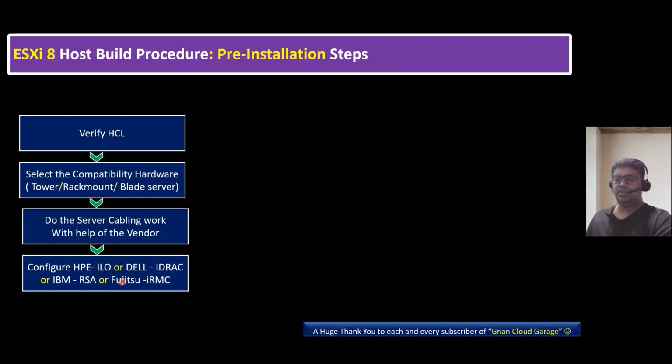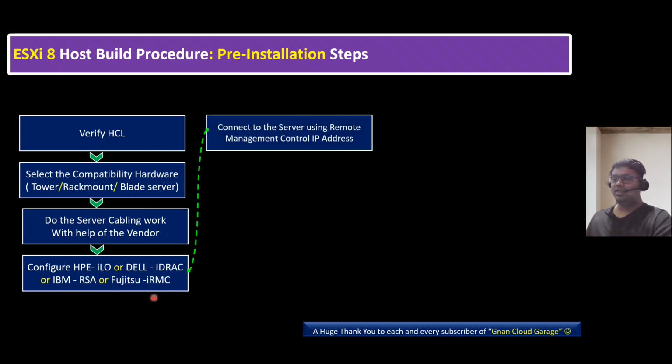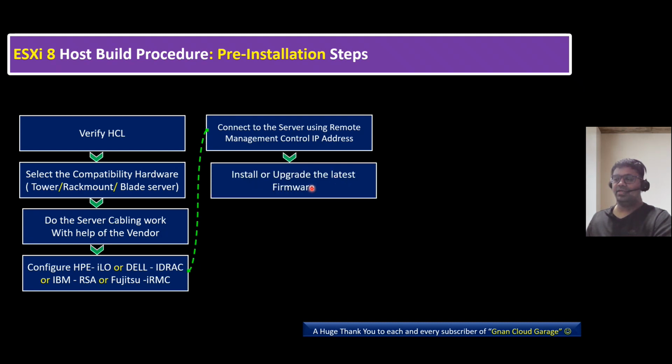These tools will help us to connect the server remotely and start the installation. Every configuration can be done remotely, but the initial step should be done manually. Once we connect to the server using the remote management control IP address, we can install or upgrade the firmware first.